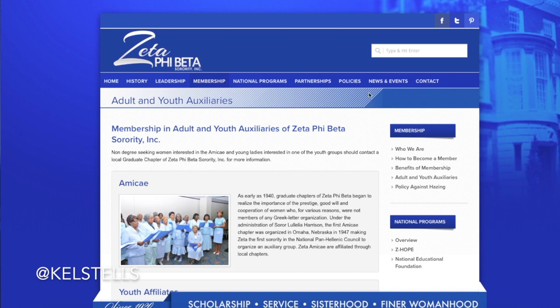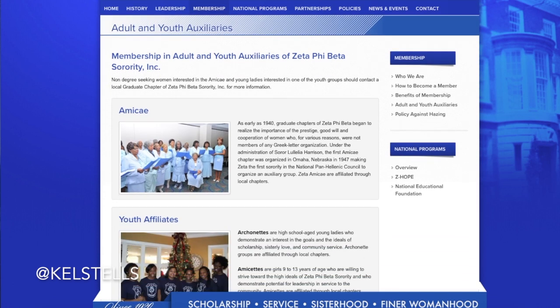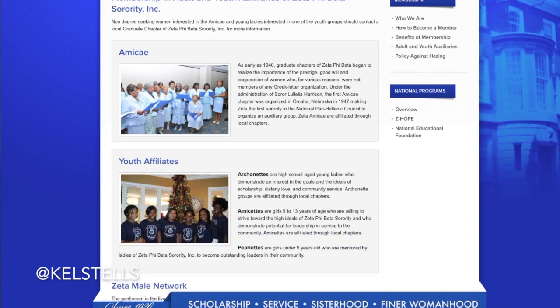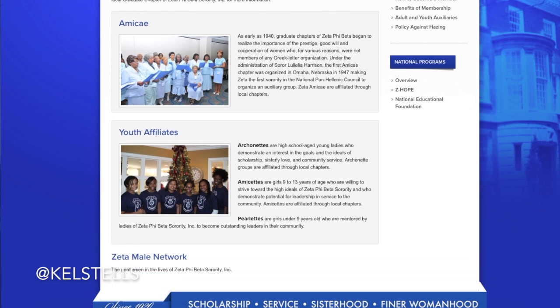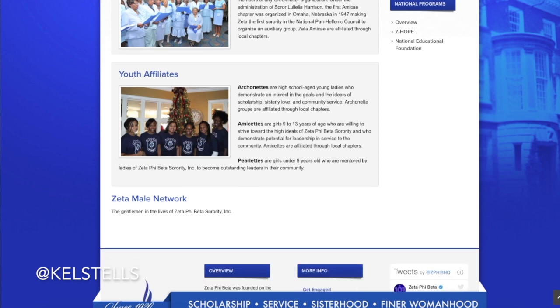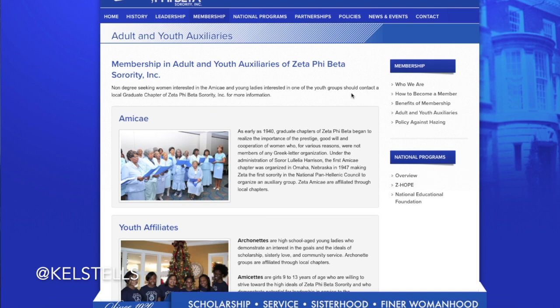Final thing that I want to point out with Zeta Phi Beta is they have 2 auxiliaries related to their sorority for anyone who is just seeking membership with the sorority and they're not ready to become full-fledged members. Like Sigma Gamma Rho, the Zeta Phi Beta sorority has youth affiliates as well as Amicae, I think I'm pronouncing that correctly, or Amici, whichever way, for people who are just wanting to be a part of the organization in a helpful capacity other than seeking full membership.